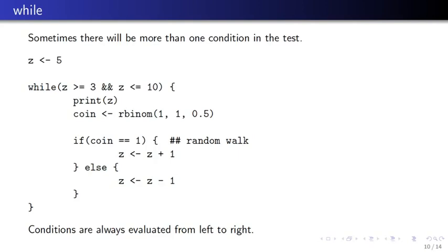So one thing to note on a more technical level is that when R tests the condition in a multi-expression condition, here I've got z greater than or equal to 3 and z less than or equal to 10, the conditions are always evaluated from left to right. So it checks to see if the leftmost condition is true, and then it goes to the next condition. So first it'll check to see if z is greater than or equal to 3. If that happens to be true, it'll go to the next expression. It'll check to see if z is less than or equal to 10. So if those are both true, it goes on into the body of the loop.